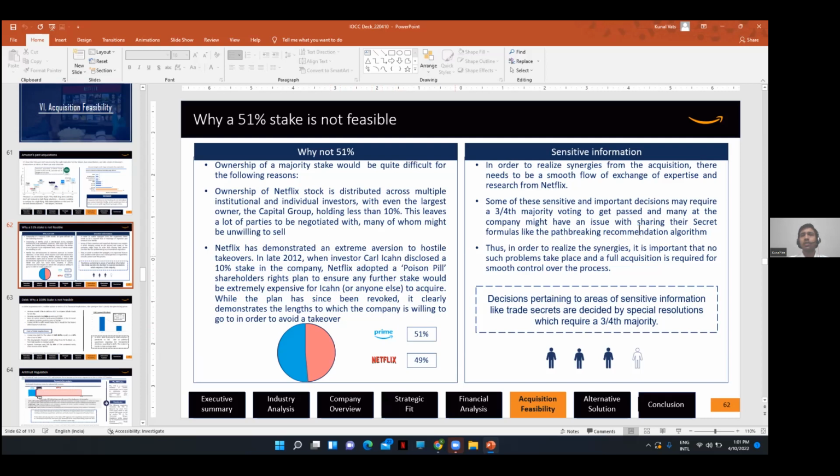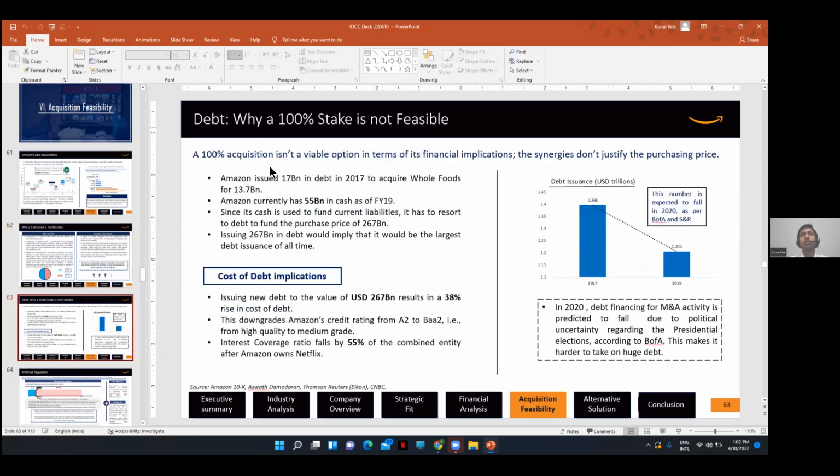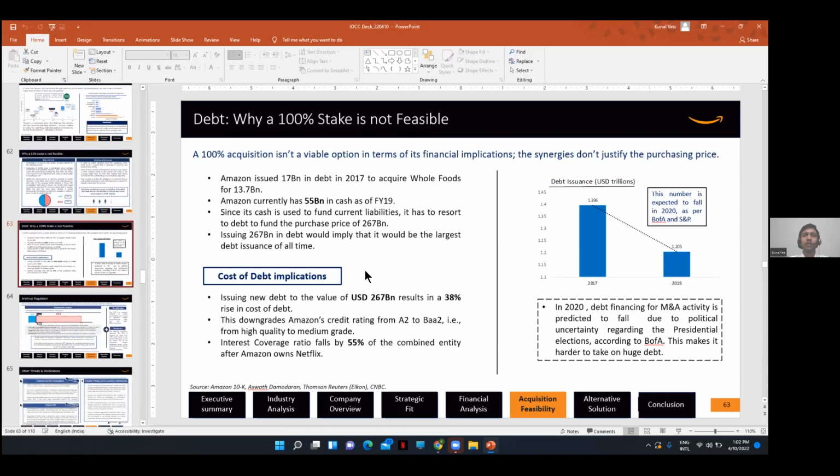And also, we see that there are things which are passed by special resolutions in the company, and for that, you need a three-fourths majority. So, acquiring just a 51% stake would not give you control over these special resolutions since you don't have the 75% stake. Now, this is something we came up with in our research about the stakes in this industry. Now, looking at a 100% stake, it was not financially possible for Amazon to acquire it.